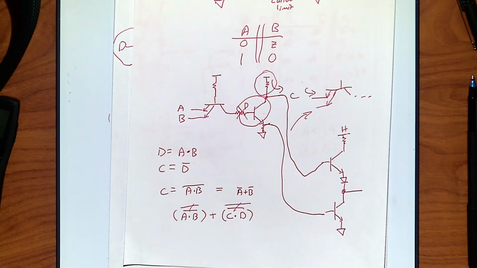This is what's called a totem-pole output. It's the most common output that's on there, because those transistors turn on really fast. They give really good power. Everything's lovely. Yay, we're happy.